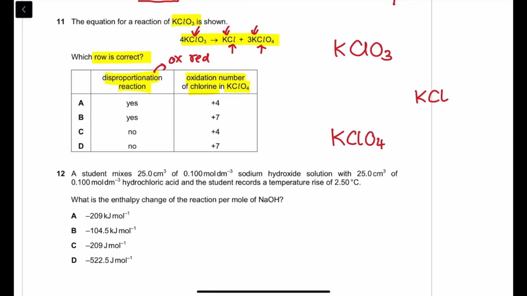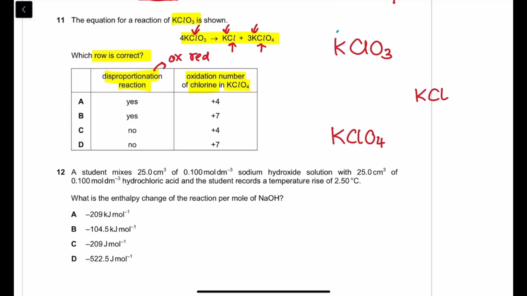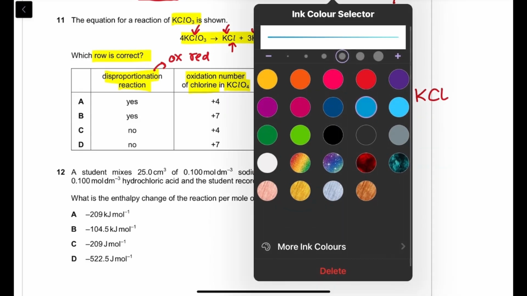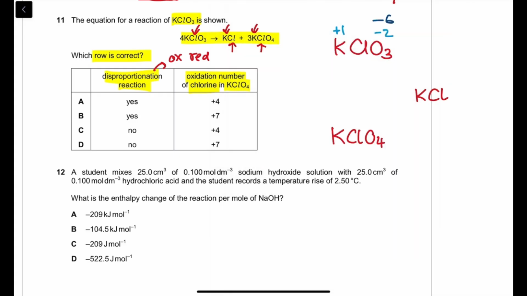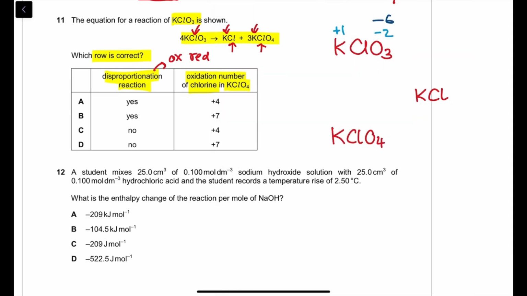So in KClO3, K is +1, potassium is +1, oxygen is -2, but there are 3 of it, so it's overall -6. So it's a compound with no charge, so overall we should have a charge of 0. So +1 -6 plus x equals 0. Here x must equal 5 for it to balance. Just move the 6 and the 1 to the other side.